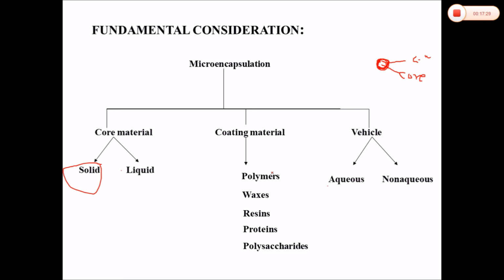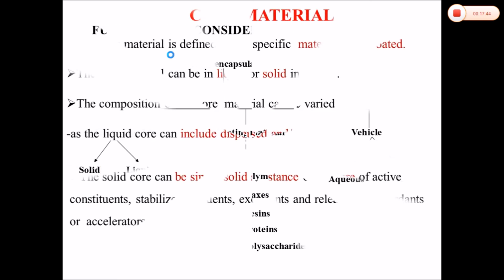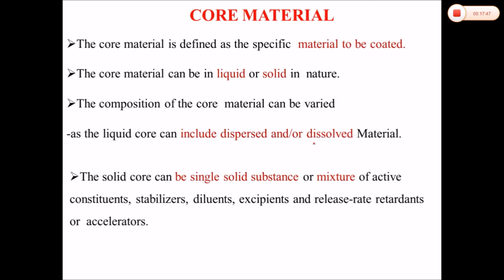Means it is in a tablet form, or it is in a dry powder form, or it is in a capsule form. So that has to be also considered. So those precautions have to be taken. So what is core material? The core material is defined as the specific material to be coated.